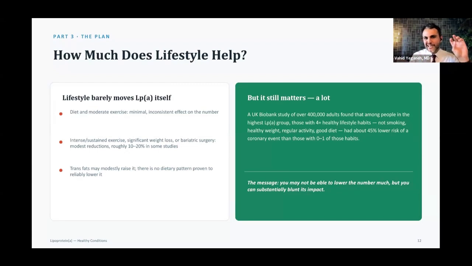They compared those who had none or only one of those healthy habits, and they had 45% lower risk of a coronary event, so like a cardiovascular event. That's a big deal. So Lp(a), not something they could really touch in terms of the levels, but they were able to utilize healthy habits to optimize the rest of their risk factors, right? To lower the LDL cholesterol, to make sure they're exercising, et cetera, et cetera.